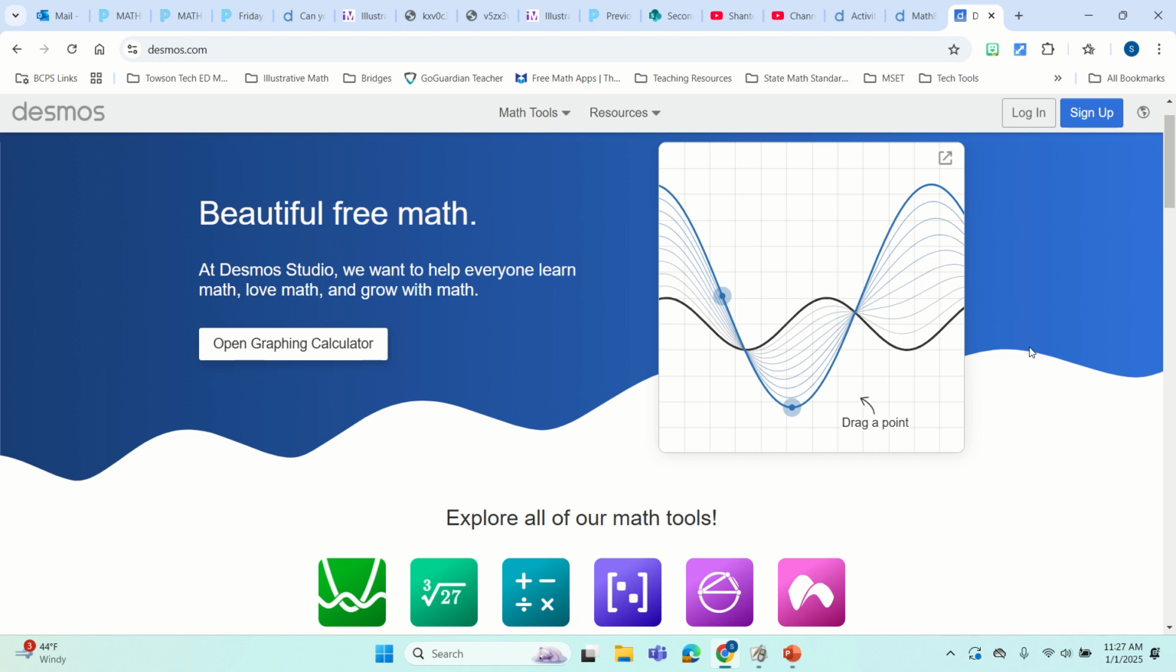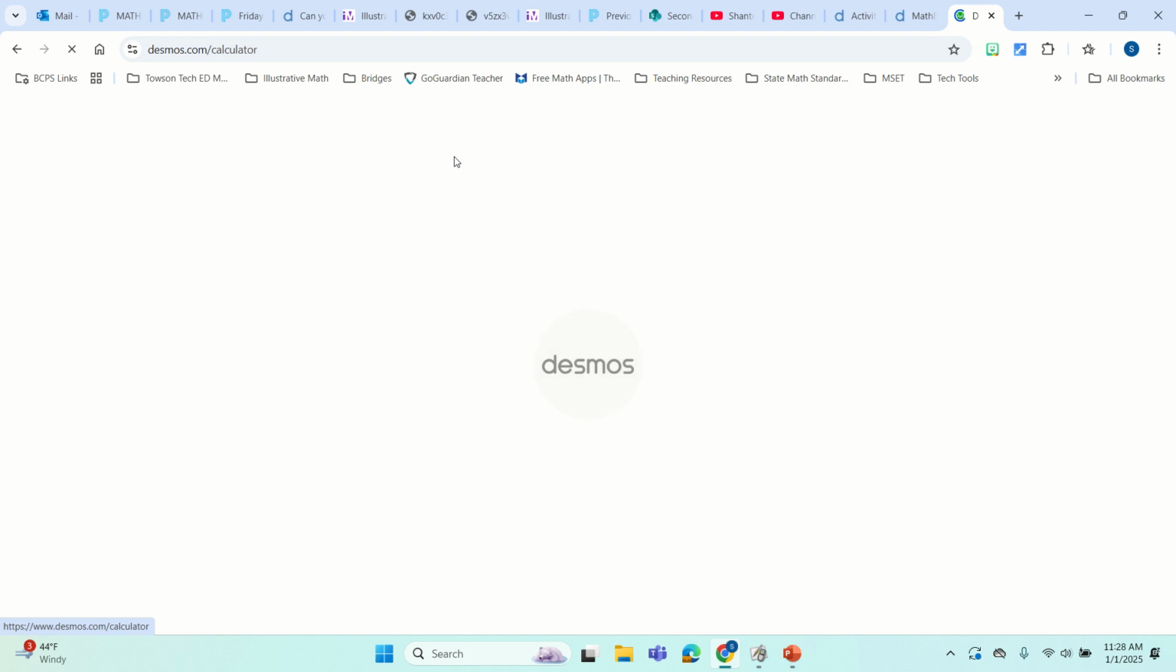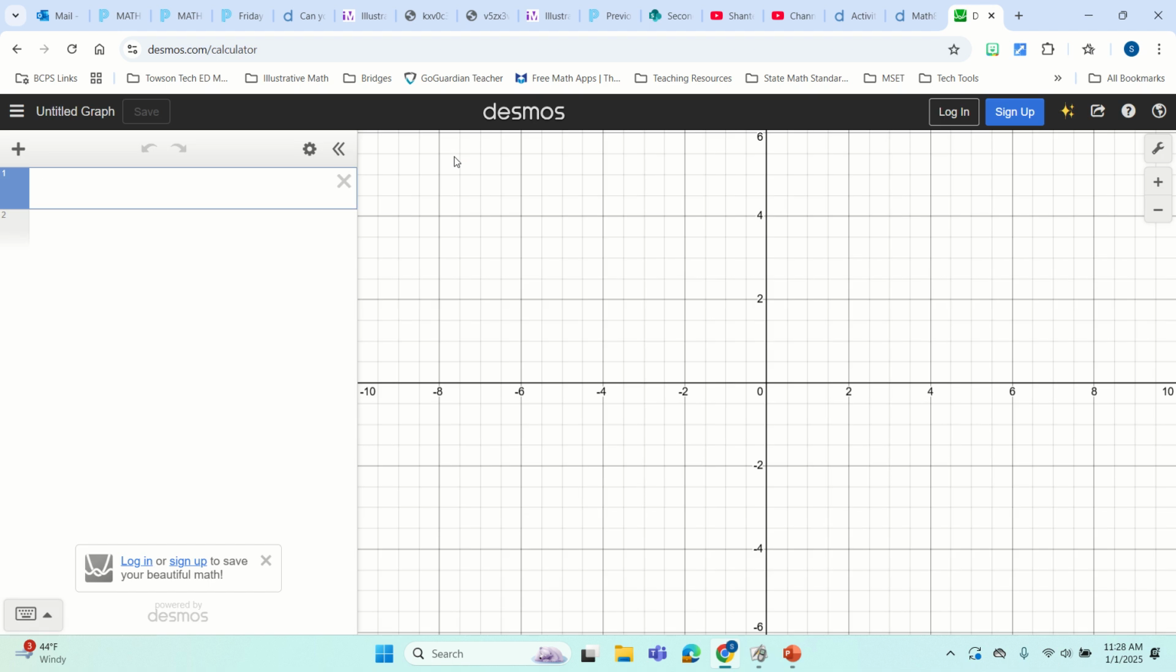Hello everybody, I'm going to take some time here to show you how to use the Desmos graphing calculator, which we will be using throughout this unit. It is an exceptional tool, so if you go to the math tools on Desmos and click graphing calculator, it'll open it up for you. You don't need to worry about saving any of your work. It's almost just like a numeric calculator where you can check your answers for graphs.